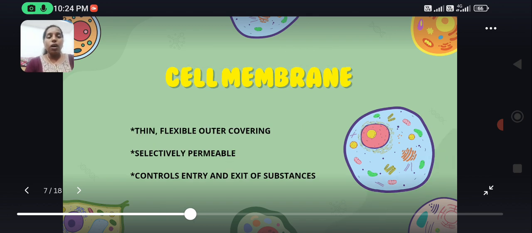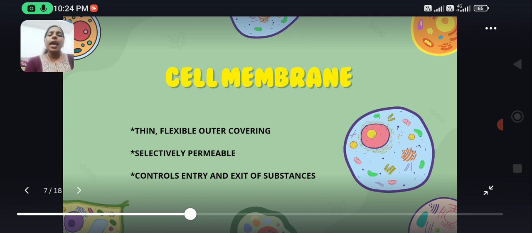Next to the cell wall, there is another outer layer, the cell membrane or the plasma membrane. What is the function of the cell membrane? It is a thin, flexible outer covering. It is very, very thin and very flexible. It is found inside, next to the cell wall. Their main peculiarity is that they are selectively permeable. What is meant by selectively permeable? Selectively permeable means their main function is controlling the entry and exit of substances.